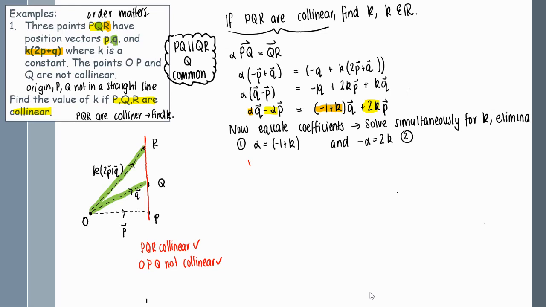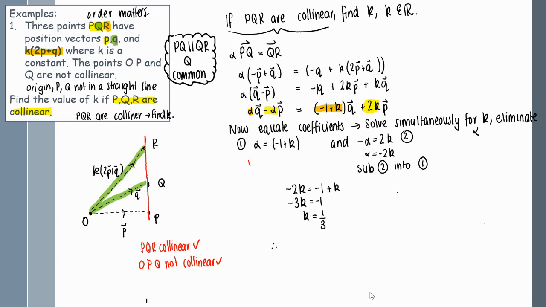To do this, we want to eliminate the alphas in these equations. So I'm going to take equation 2 and rearrange it so it's just alpha equals minus 2k. Then I'm going to plug that into equation 1. Once we do that, we'll get minus 2k is equal to minus 1 plus k. Take the k's to one side and simplify. Then we'll get k equals 1/3.